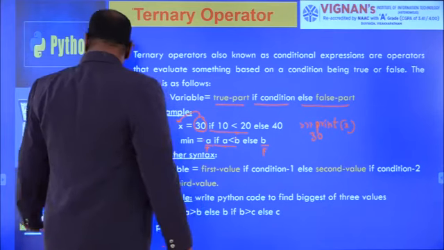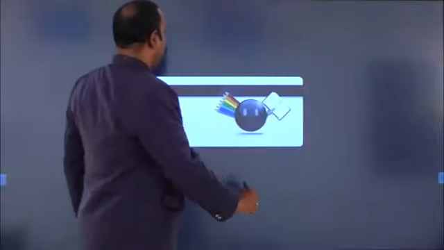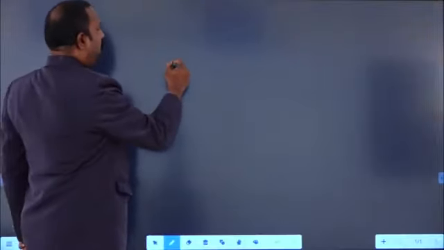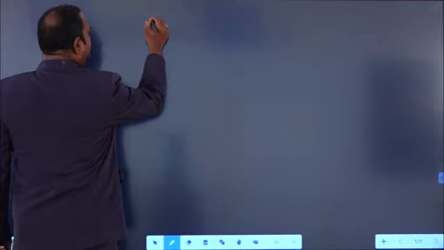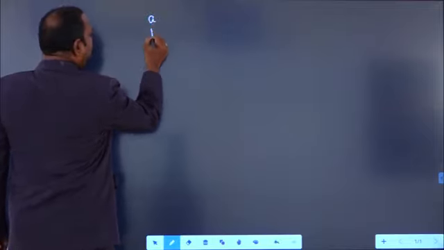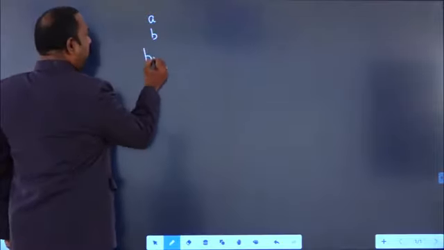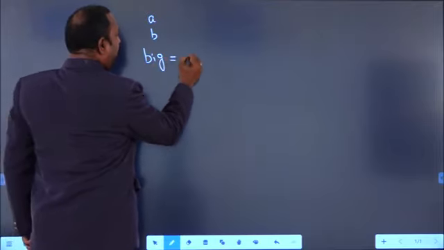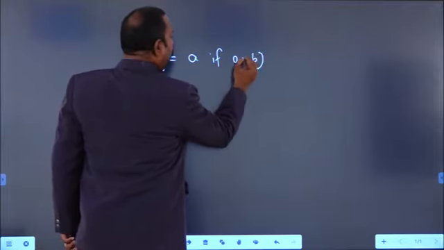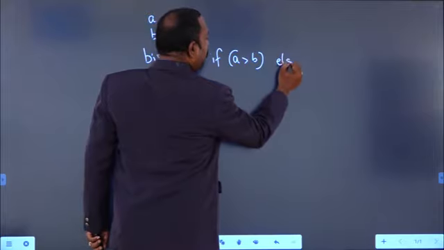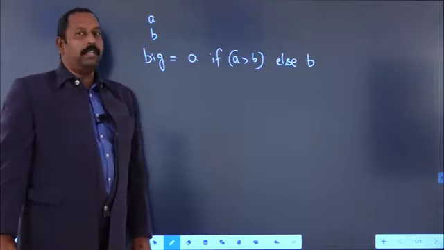Similarly, we can write a logic for finding the biggest of two numbers. Suppose I take a as one number and b as another number. I want to find the biggest of the two numbers. So I will write big = a if a > b else b. This is the logic for finding the biggest of two numbers.